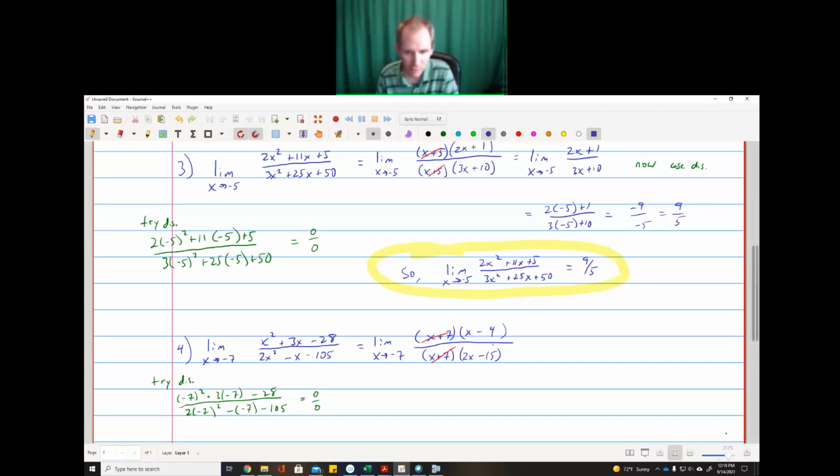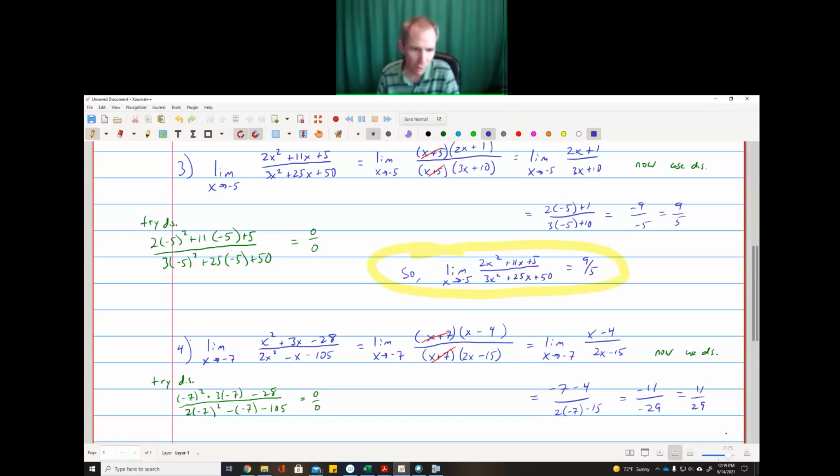We cancel away our x plus 7s, again, because in a limit we ignore what happens exactly at negative 7. So we are indeed able to cancel those away. And we get the limit as x approaches negative 7 of x minus 4 over 2x minus 15. And now we use direct substitution. And we get negative 7 minus 4 over 2 times negative 7 minus 15. So negative 11 over negative 29, or 11/29.